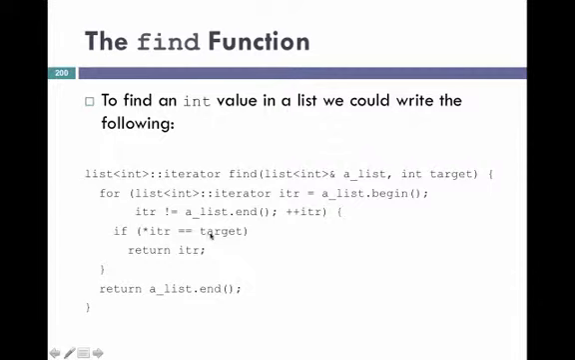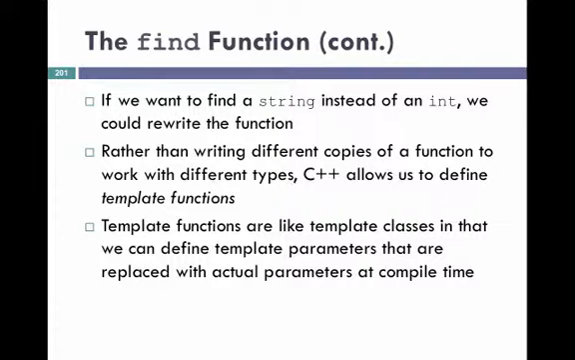And when we find the target, we simply return ITR, which will be an iterator that points to the target. If we don't find it, then we return an iterator that points one past the end of the list. Now, if we wanted to find a string instead of an int, then we could rewrite the function. But rather than writing different copies of the function to work with the different types, we will use template functions.